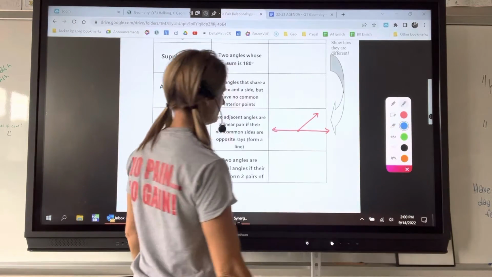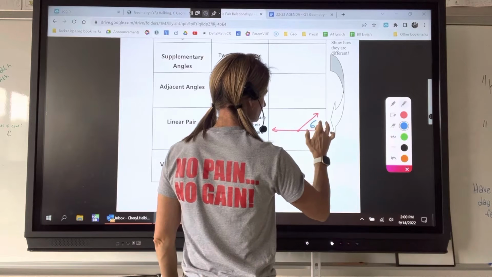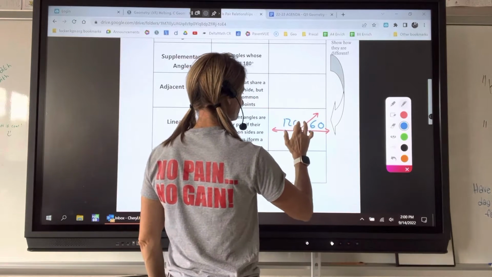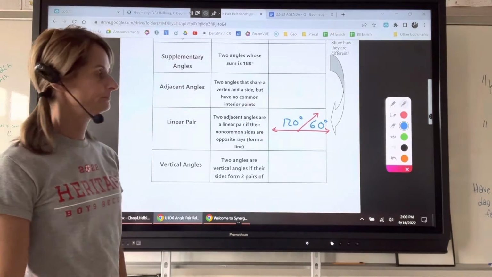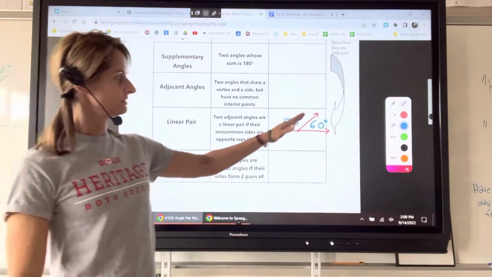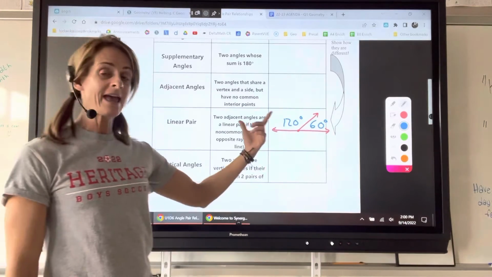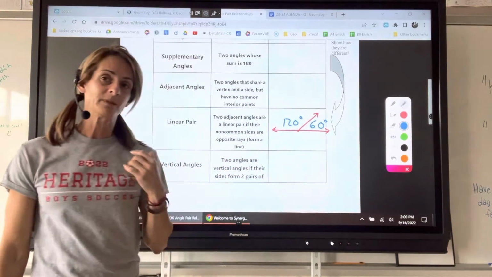So maybe I'll use 60 and 120. I like those numbers. There we go. That's a linear pair. Right next to each other. They share a side and a vertex. Those angles are also supplementary.